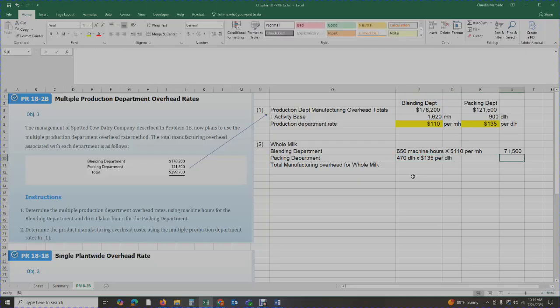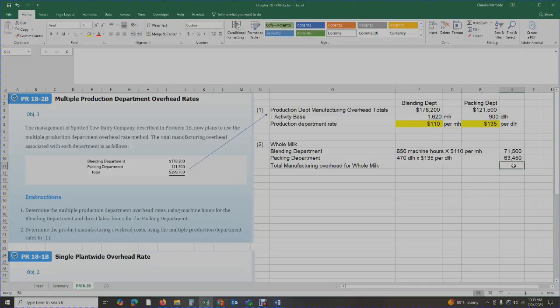Okay. So that's going to give us 470 times 135. That gives me 63,450. Okay. So now we can get the total. We'll add those two numbers together. And that would give me 134,950. That is my total manufacturing cost to make my whole milk. That includes the blending and the packing department. Okay, so that's the amount for the whole milk.